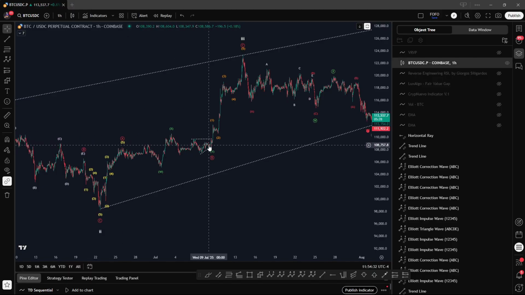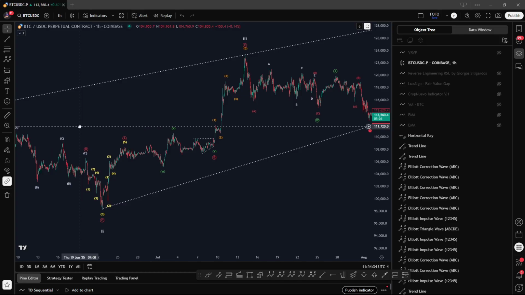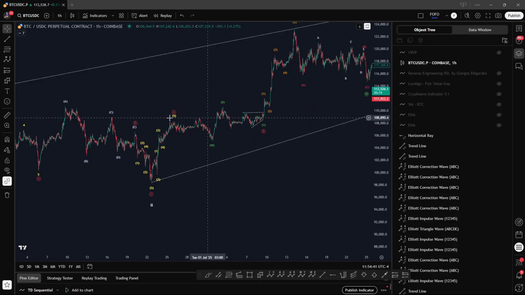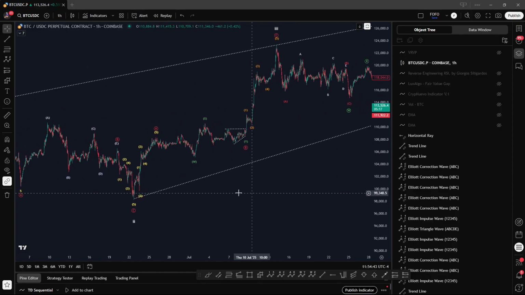They have to alternate. A double zigzag does not have to alternate. A double zigzag has to, like we did here, they both have to be zigzags, W and Y, right? But in a sideways move, what's called a double 3, then the first pattern must be different than the second pattern. They have to be different. That's a rule. And in this case, it is. So you have a flat W and a triangle Y.